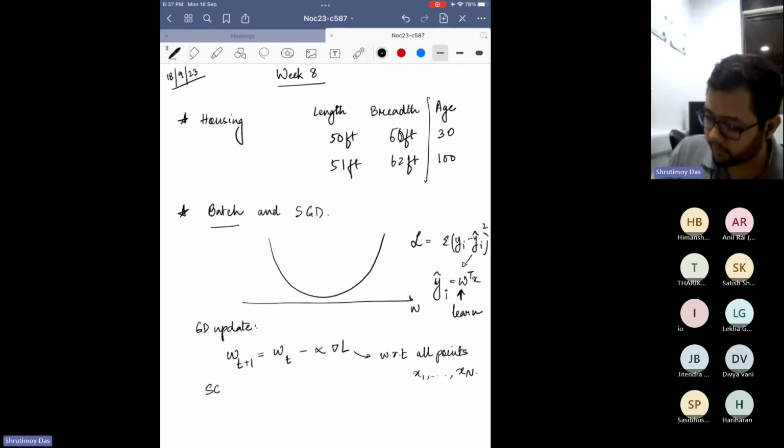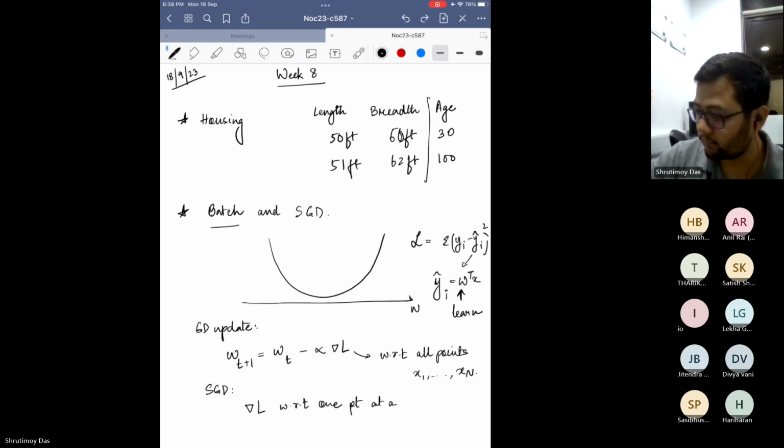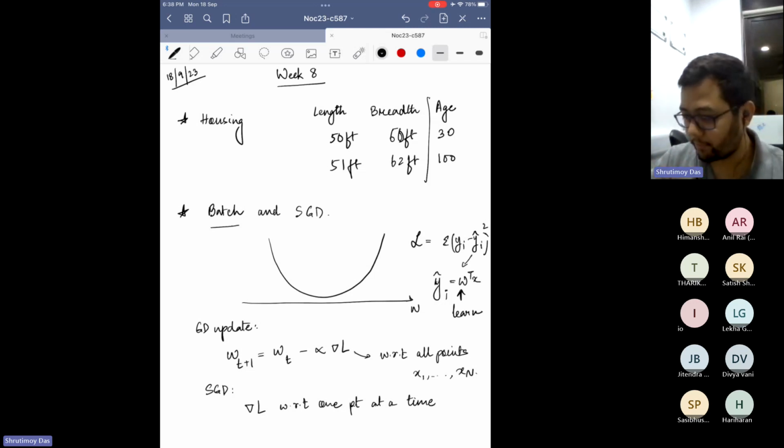If you are doing stochastic gradient descent, this is computed with respect to one point at a time. At each iteration, you randomly sample a point, compute the gradient according to that point, and then sample another point, compute the gradient, and so on. So batch and stochastic gradient descent differ in how you compute this gradient.